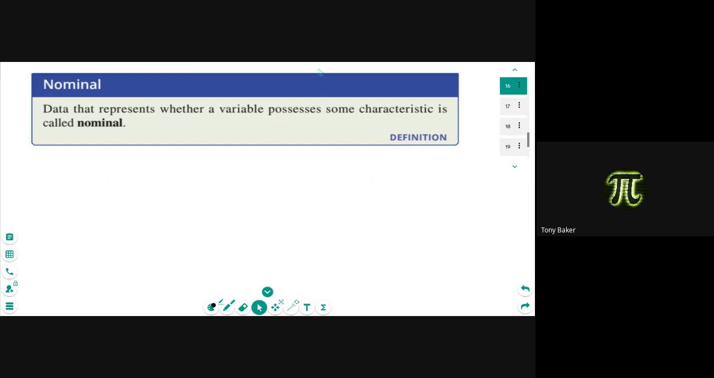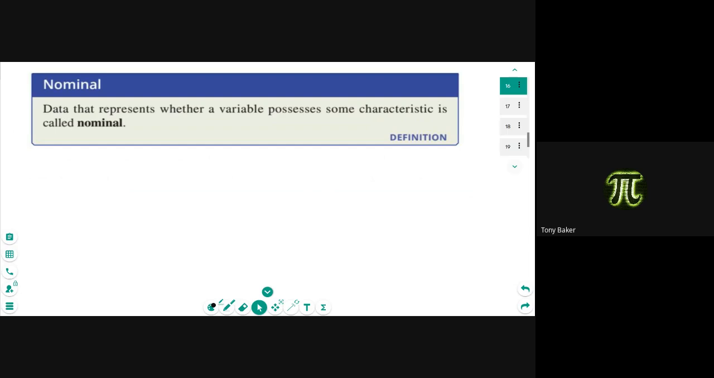All right. Nominal data. Nominal data is where a variable possesses a characteristic, or just doesn't have that characteristic. So we're talking about the type of car. That's nominal data. If we're talking about the color of a car, that's nominal data. Okay.